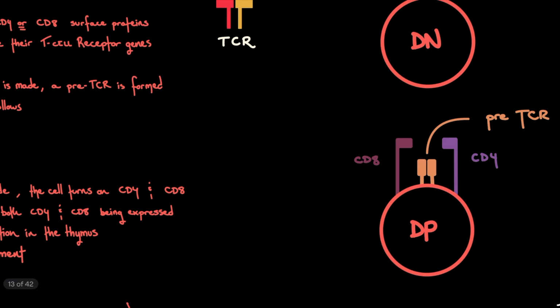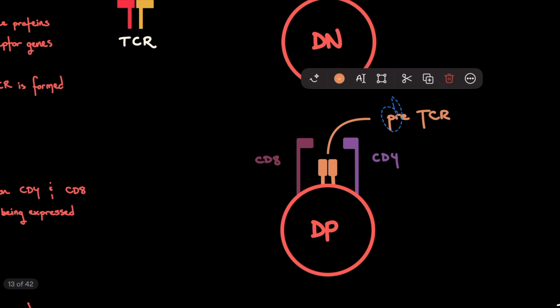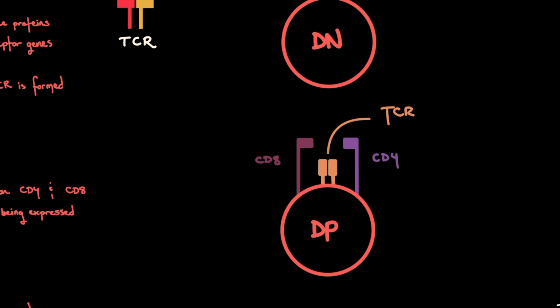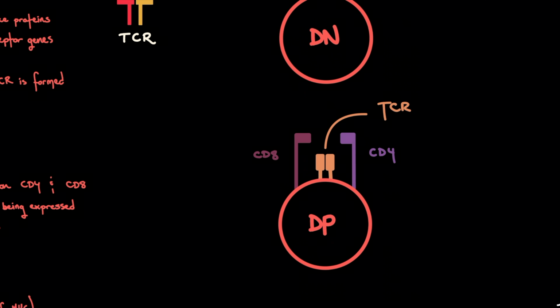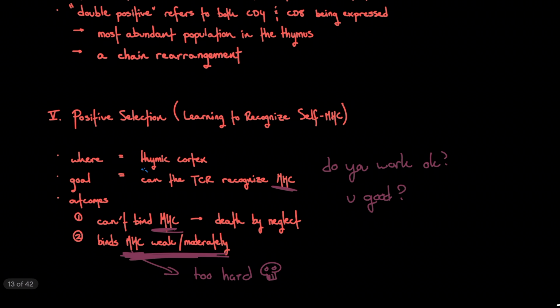So now this pre-TCR is done. Now it's a TCR. We have both the alpha chain and beta chain here. But now it's formed, I've got to make sure that it works. So in the thymic cortex, the outer region, the orange region that I had, does the TCR recognize MHC? This is how we test if it works.